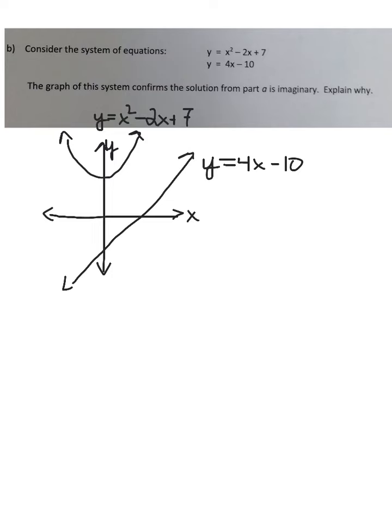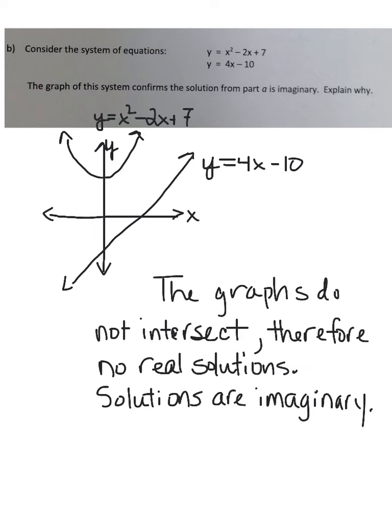Okay, we had x equals 3 plus or minus 2i radical 2. Those are imaginary solutions, meaning that these graphs will never intersect. And then I would say something to this effect, where the graphs don't intersect, therefore no real solutions. The solutions would be imaginary.